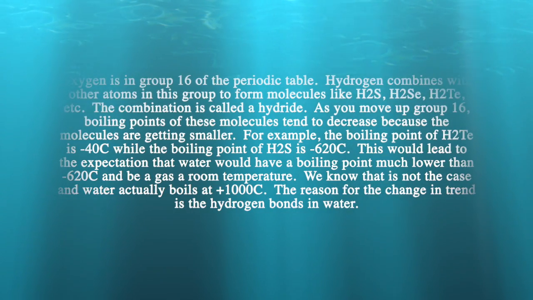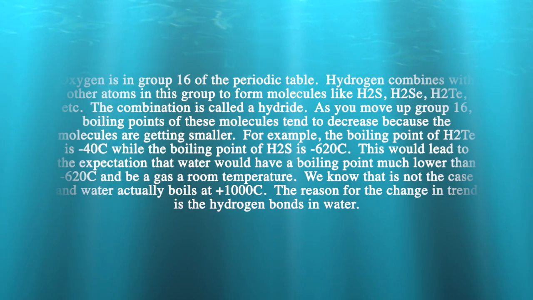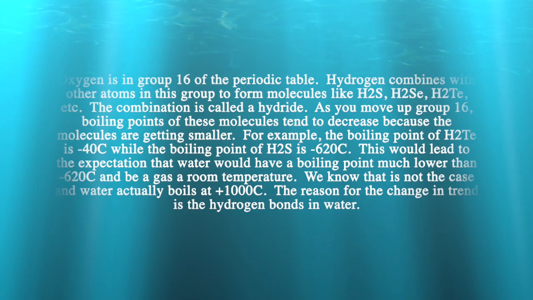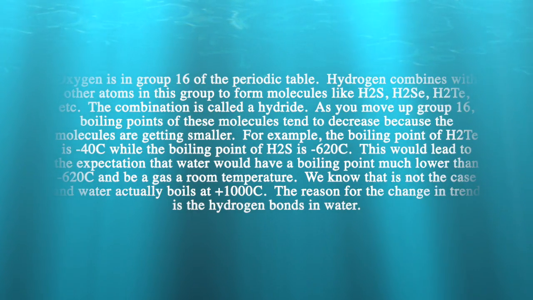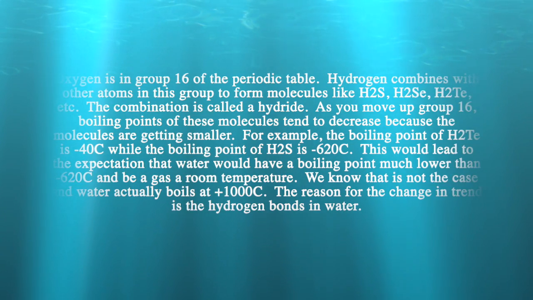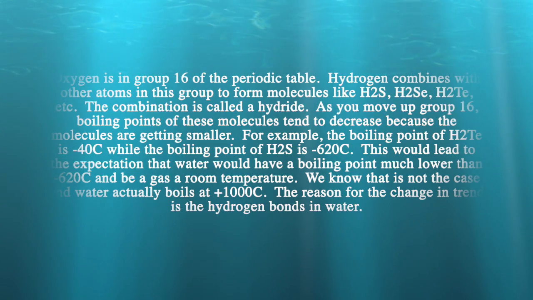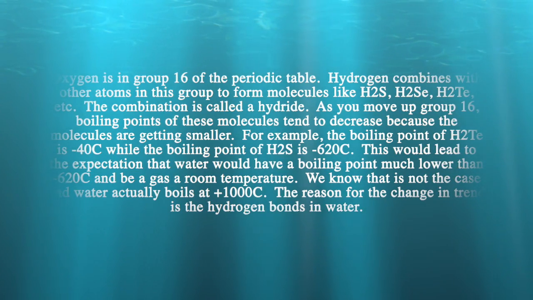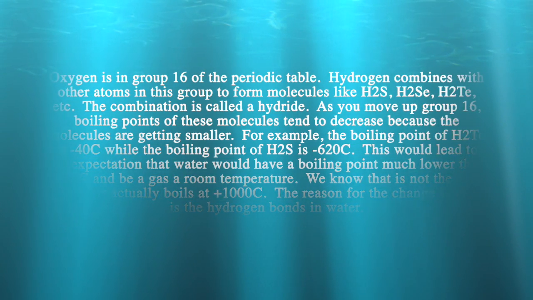Oxygen is in group 16 of the periodic table. Hydrogen combines with other atoms in this group to form molecules like H2S, H2Se, H2Te, etc. The combination is called a hydride. As you move up group 16, boiling points of these molecules tend to decrease because the molecules are getting smaller. For example, the boiling point of H2Te is negative 40 degrees Celsius, while the boiling point of H2S is negative 620 degrees Celsius, and it can be a gas at room temperature.